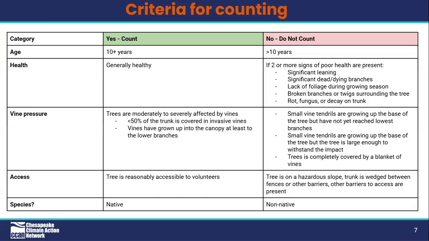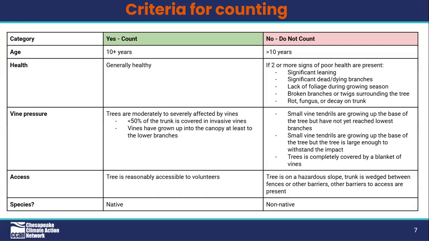So vine pressure, this is kind of the big one. Our grant defines our work as working on trees that are moderately to severely affected by vines. At least 50% of the trunk is covered in invasive vines, or we've seen the vines growing up into the canopy, at least to the lower branches, is what we're looking for.